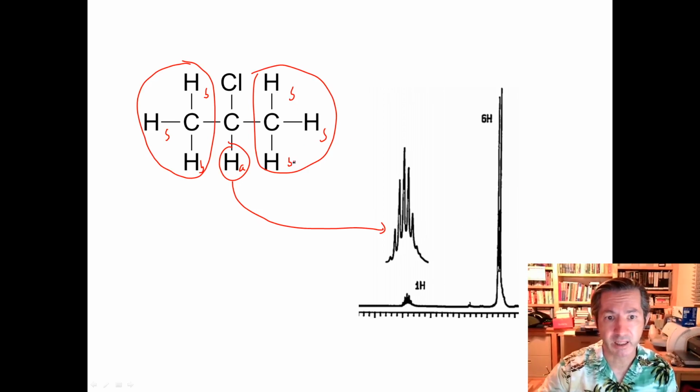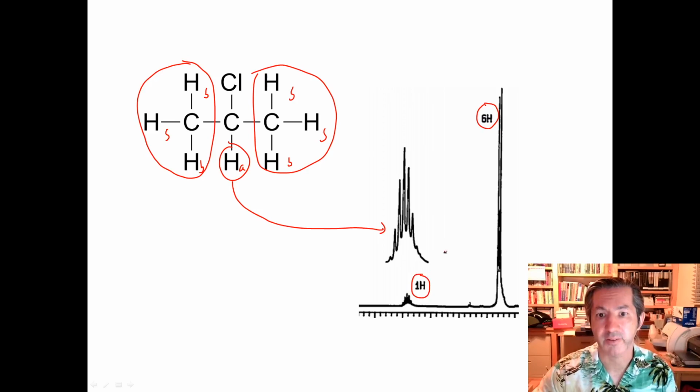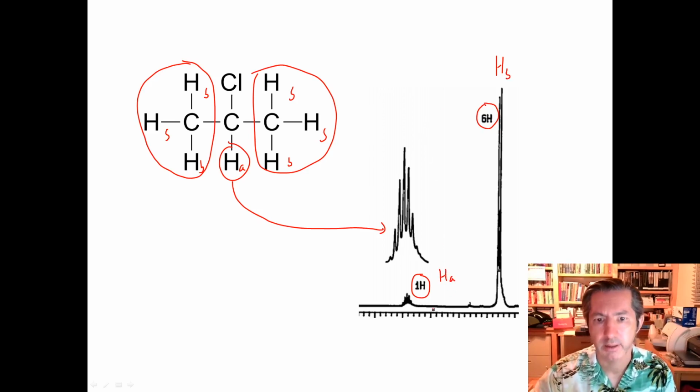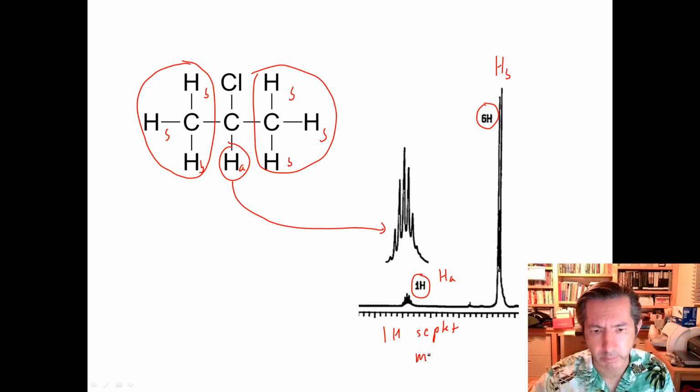And HB, this guy only has 1 neighbor. HB can only see this guy living next door, so he's a doublet. But you have 6 HBs, and so that gives you a really tall signal, and you only have 1 HA. So this is a 1H septet, or multiplet. Usually you can't see all the peaks, so I'll write multiplet there as well.